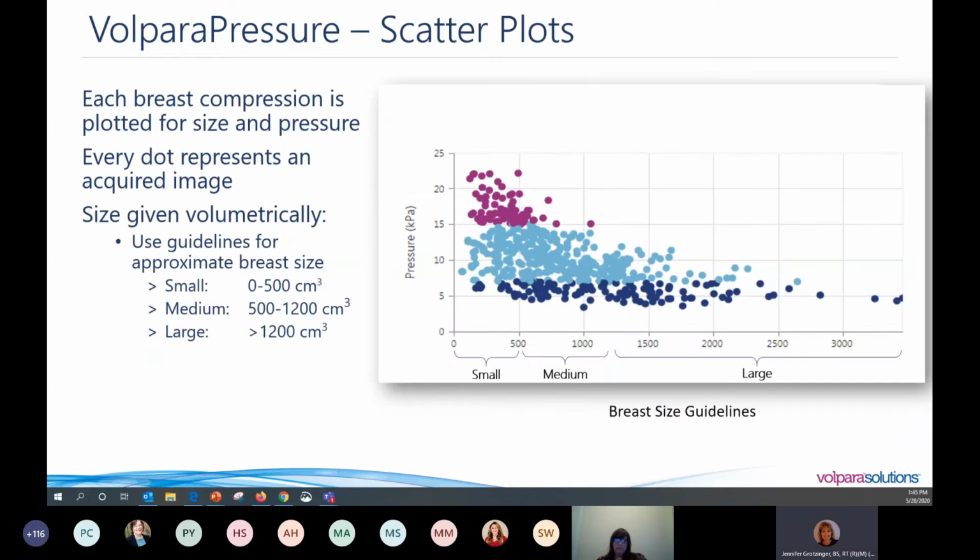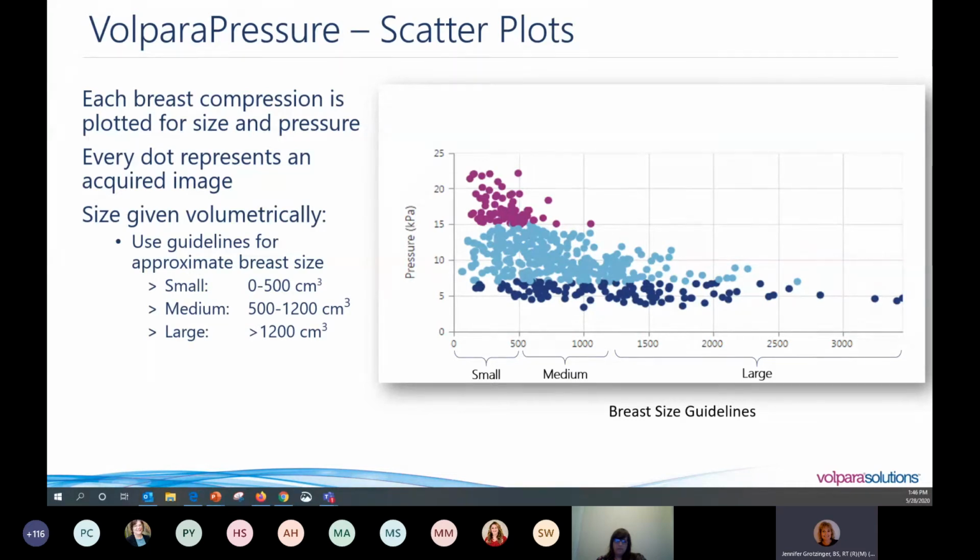With these scatter plots, each breast compression is plotted for size as well as for pressure. Every dot is going to represent an acquired image that you yourself have taken. The patient breast size is across the bottom. Use these guidelines to help determine what size patient breast this is.